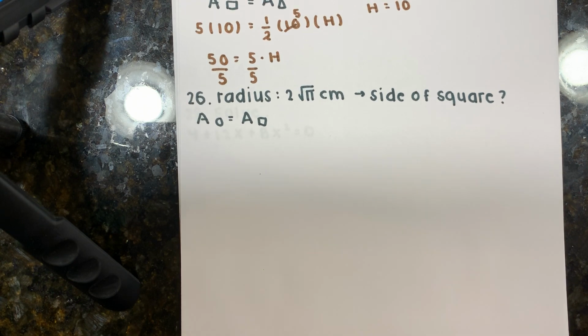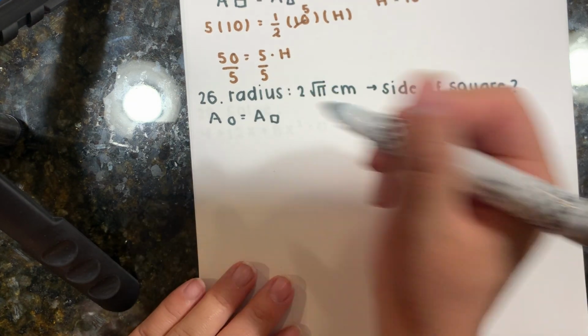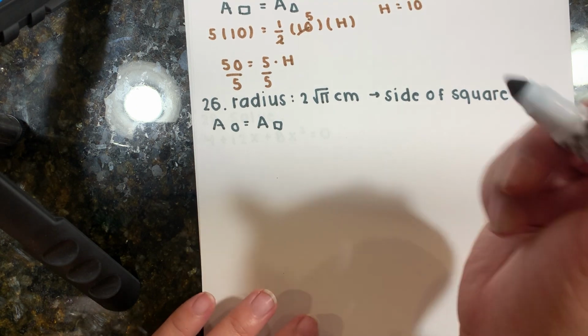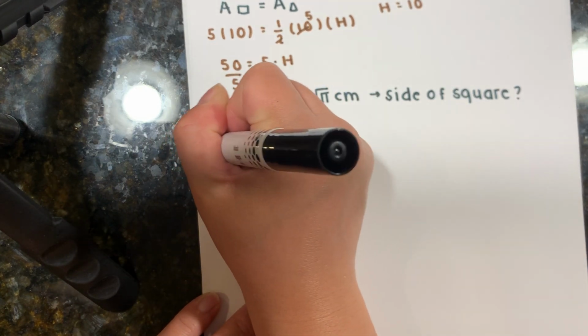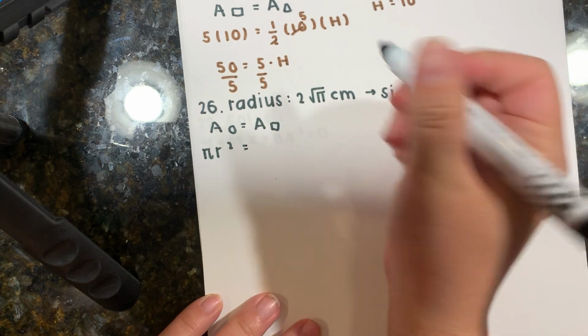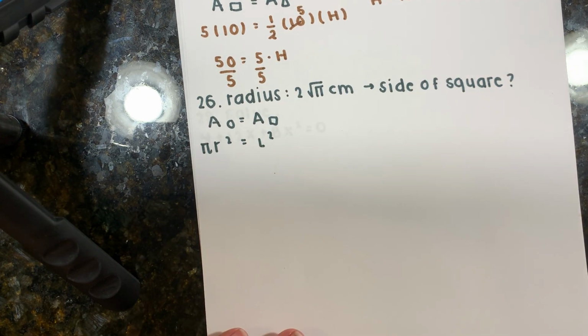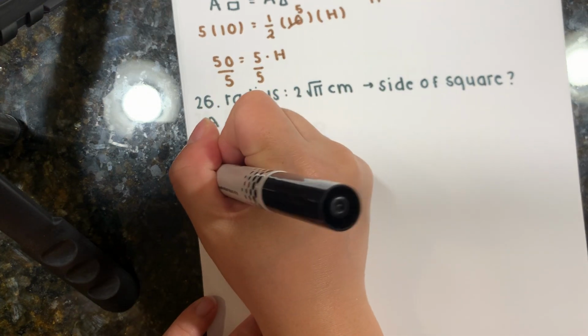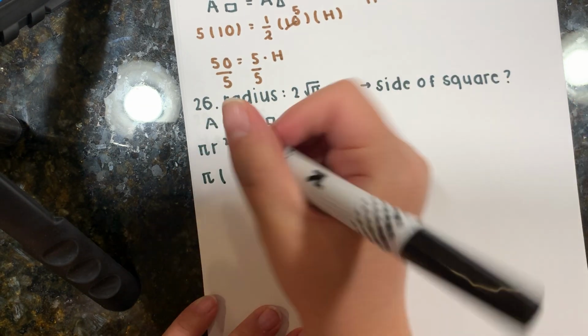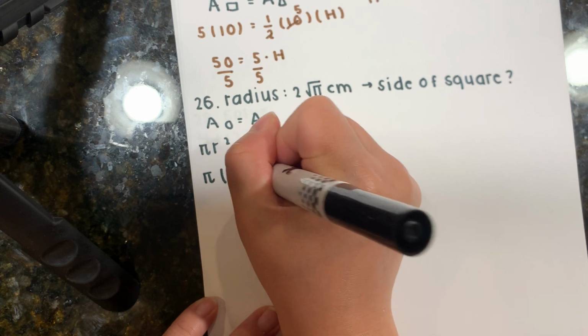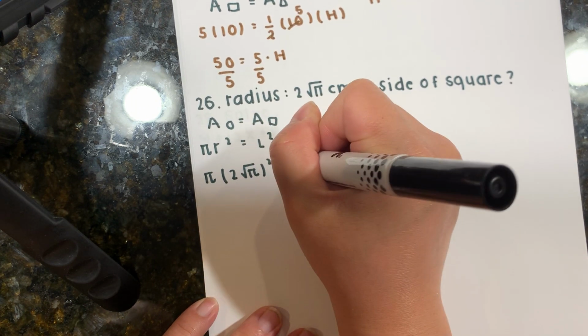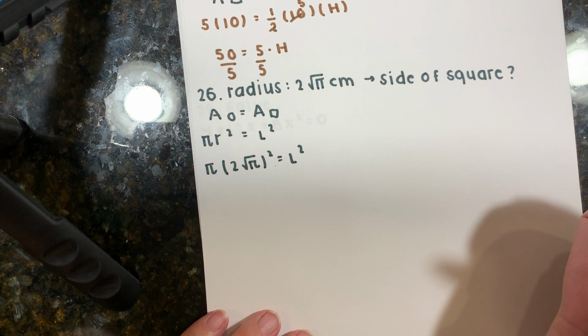Now we're going to look at number 26, which says that the radius is equal to 2 root pi. We're trying to find the side of a square. So the area of the circle is equal to the area of the square. The area of the circle is going to be pi r squared, and the square would be just length squared. I know what my radius is. My radius is going to be 2 square root pi. It's equal to L squared.